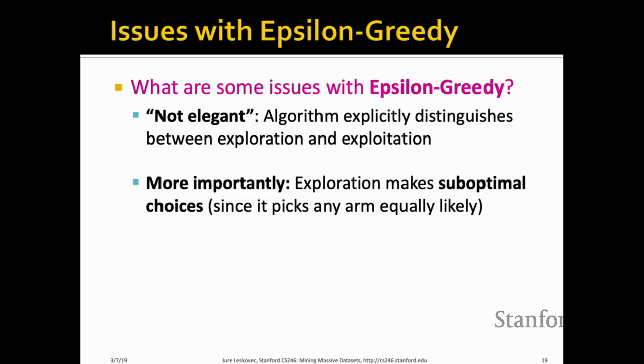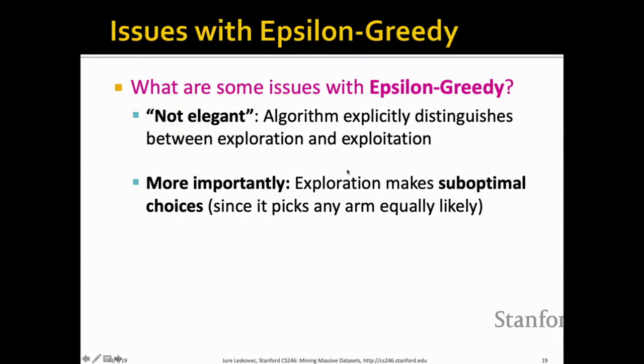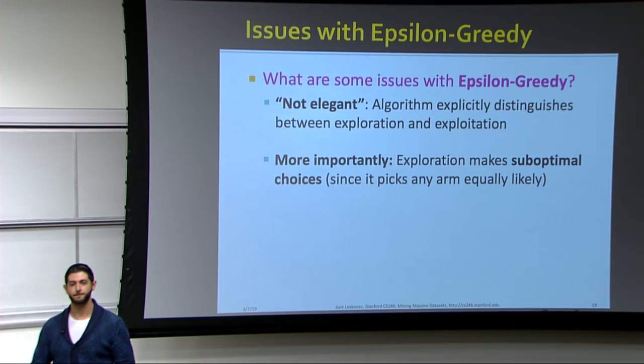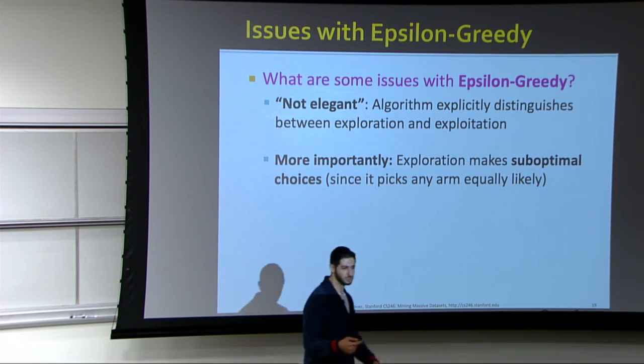Why do you think this is a problem? Think about it for a second. Anyone wants to give a try? Why is the fact that it's picking the arms in the exploration phase randomly suboptimal? If you've drawn from one arm 100 times already and every time it's been zero, you probably don't want to continue trying to explore that one. Perfect. Great answer. I'm going to just rephrase it.